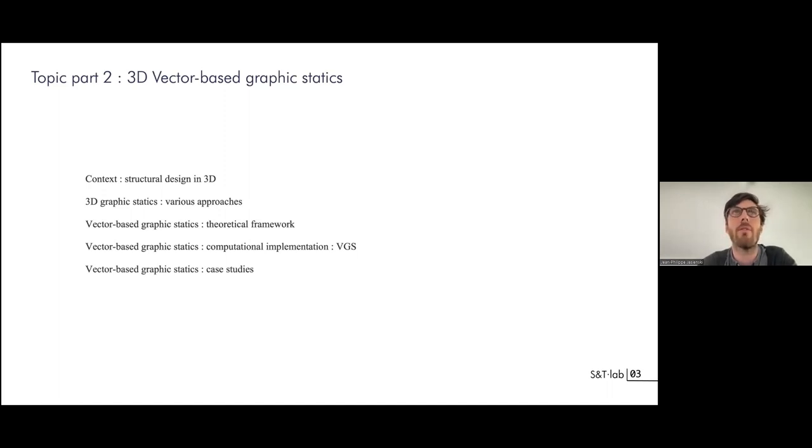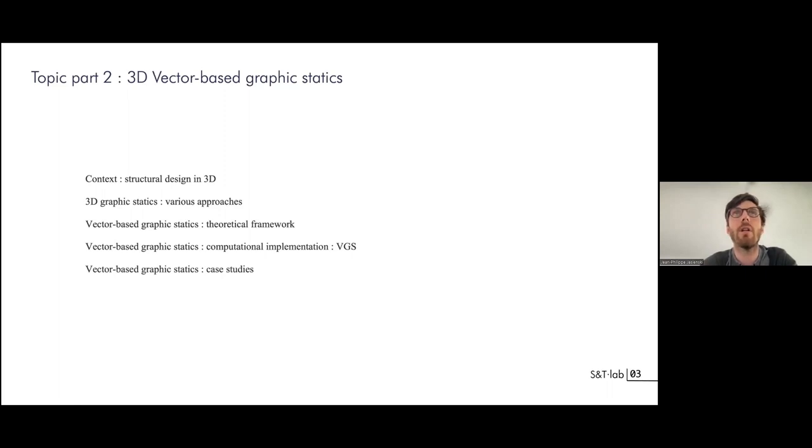It's divided into 5 parts. First, I will introduce the context. So why should we have a look at structural design in 3 dimensions? Afterwards, we'll discuss the various approaches to 3-dimensional graphic statics. I will discuss the vector-based approach, which is the one we work on, but it's not the only one, and the other approaches also have their own benefits. That is something we'll discuss in the second part.